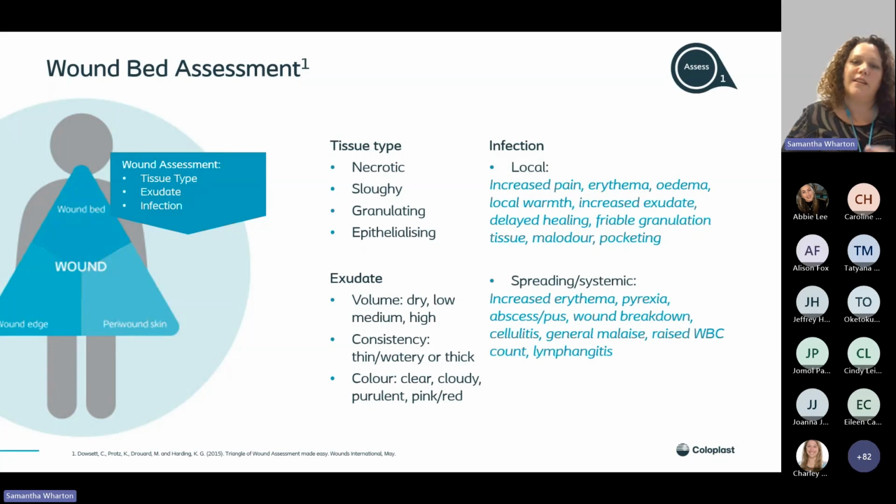And then you've got your spreading systemic signs of infection, so that erythema is spreading beyond that 2 centimeters of that wound bed. Often the patients will say they don't feel very well, they've just got a general malaise. If they've had bloods taken, often they'll have raised white blood cell count. And yeah, they're getting quite unwell at this point.